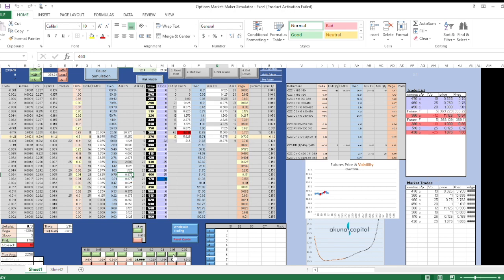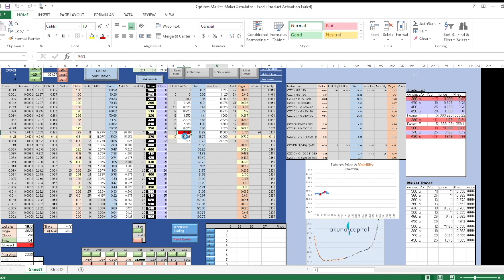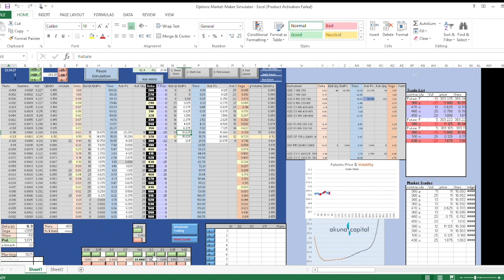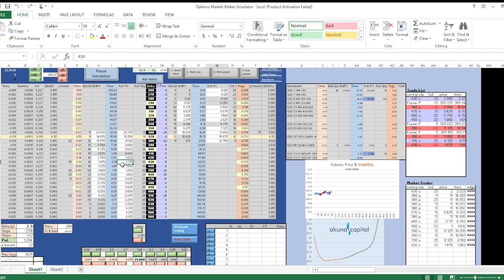My name is Priya Murali, and I will be talking about our strategy as a whole. Looking at the futures price and volatility graph now, we see that there is a slight trend upwards in the price. There's not too much volatility in that underlying asset's price at all.